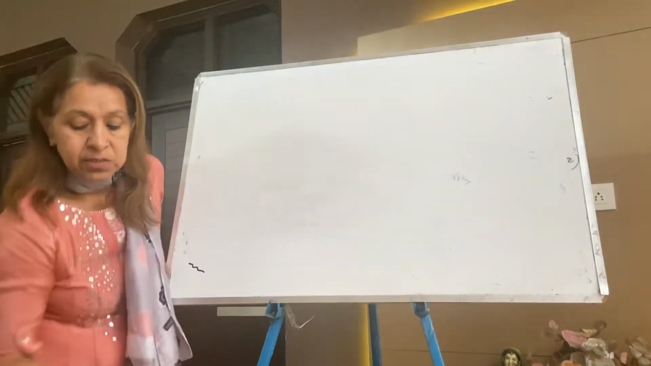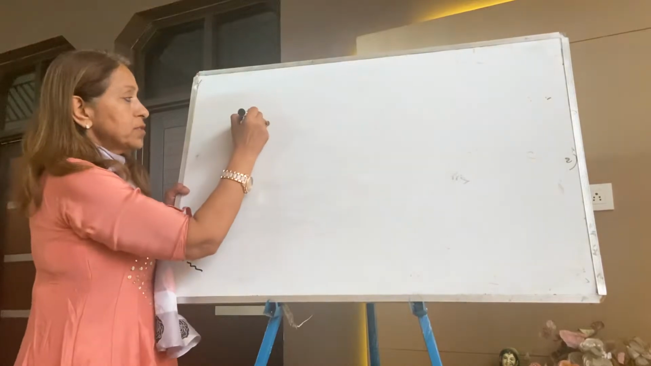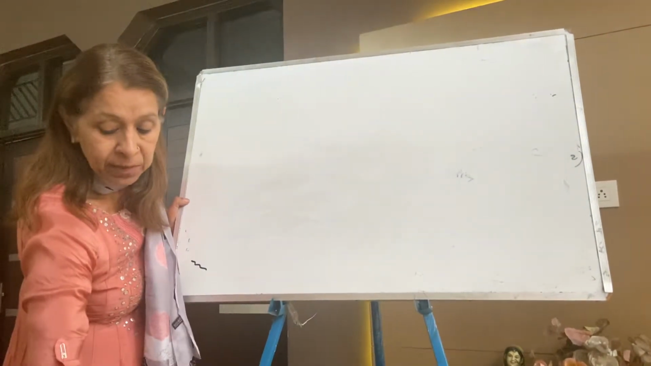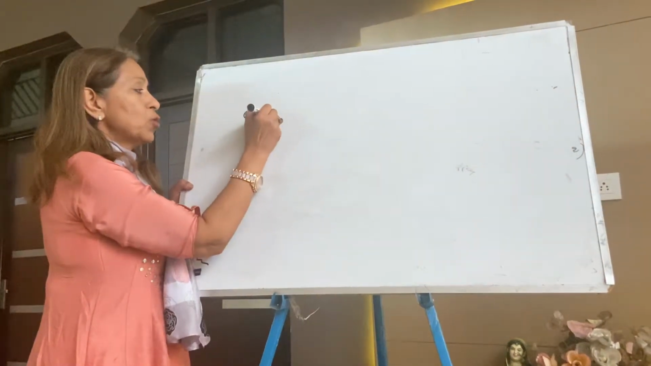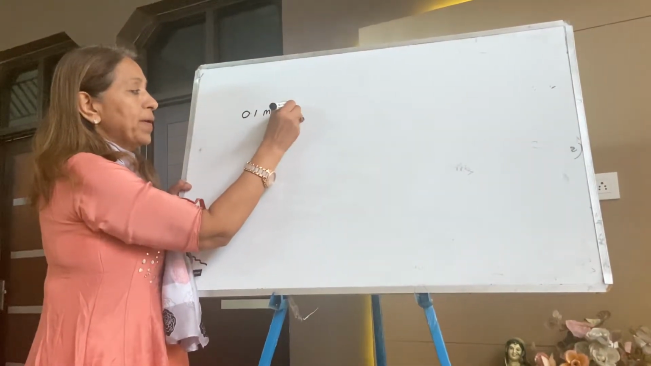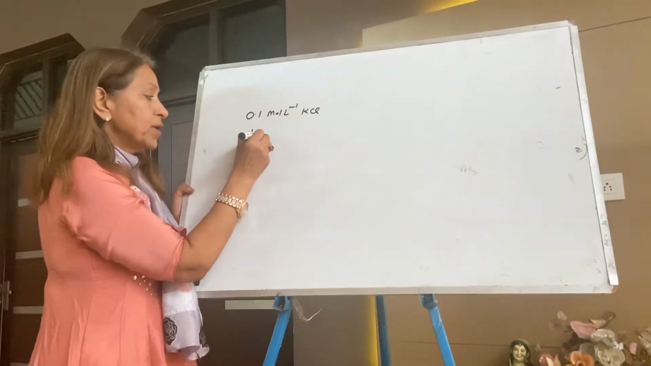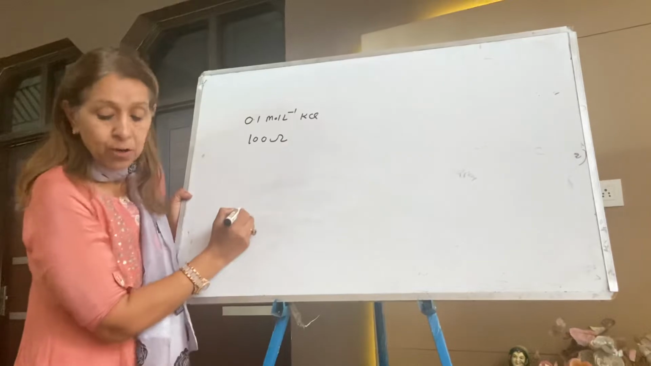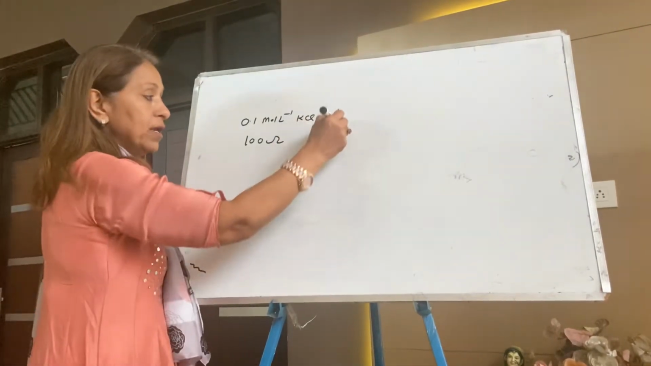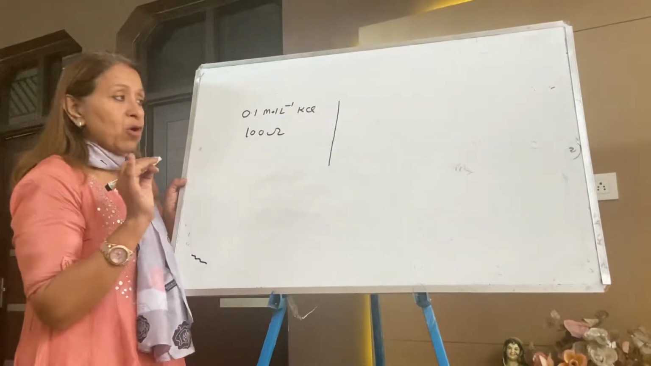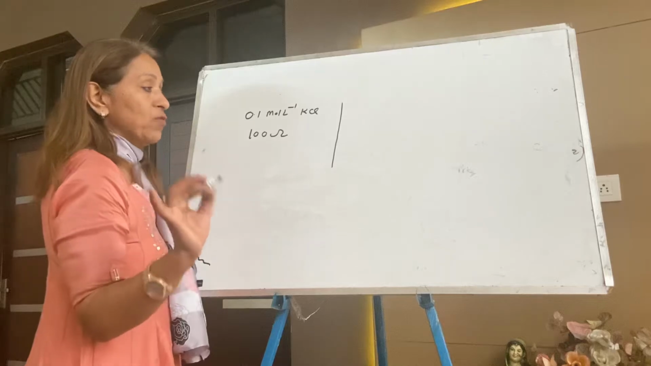The question is: the resistance of a cell filled with 0.1 mole per liter KCl is 100 ohms. If the resistance of the same cell, make a line, start solving along with me, do not look at the solution of the example. They have given it in a very complicated way.